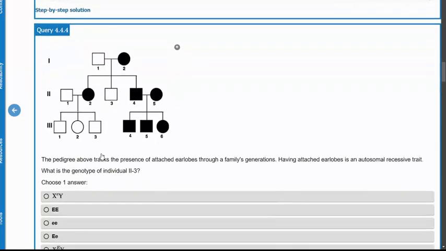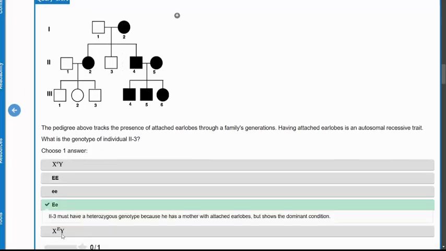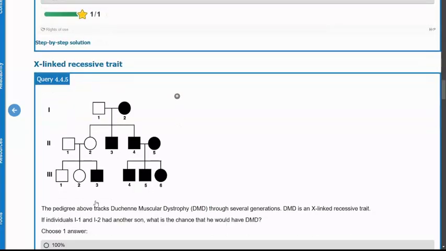Let's do this. The pedigree tracks the same trait. Genotype of 2-3 right here. Because the mom is fully homozygous recessive, it means that he has at least one small gene. However, he didn't express the trait, which means that he has a big gene. Easy. We're breezing through this.